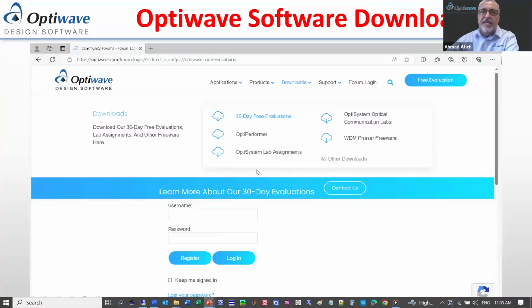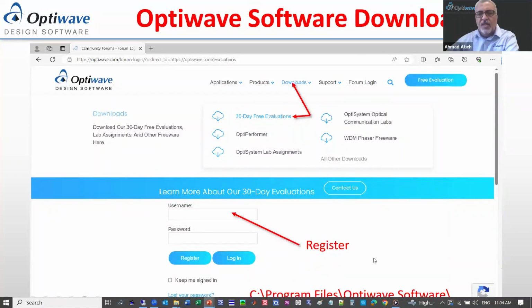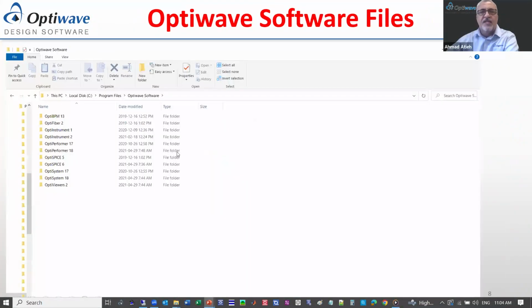Now I'm going to talk about the way to download our software. You can download a 30 days free trial for any of these software packages. You go to our Optiwave website and then go under downloads. You click on the 30 days evaluation, and then you need to register on our forum website. Once you register, you create your account, and then you will be able to download the software on the C drive under program files.